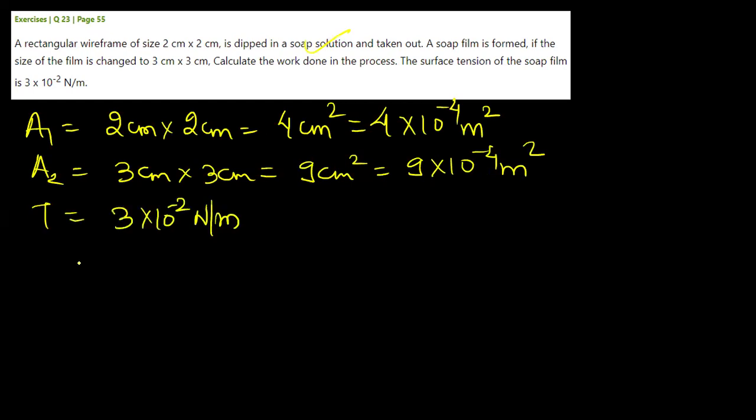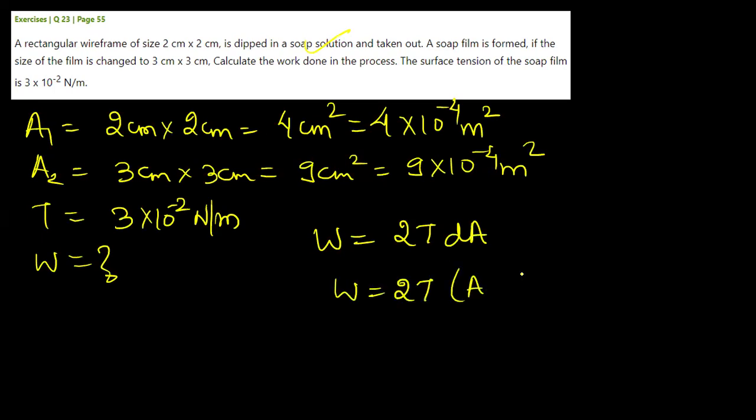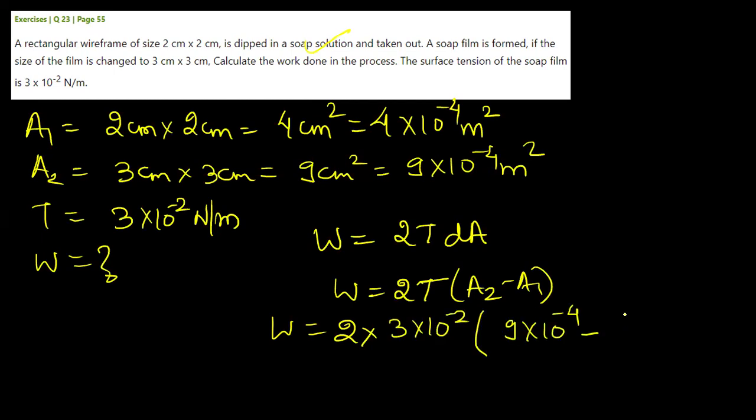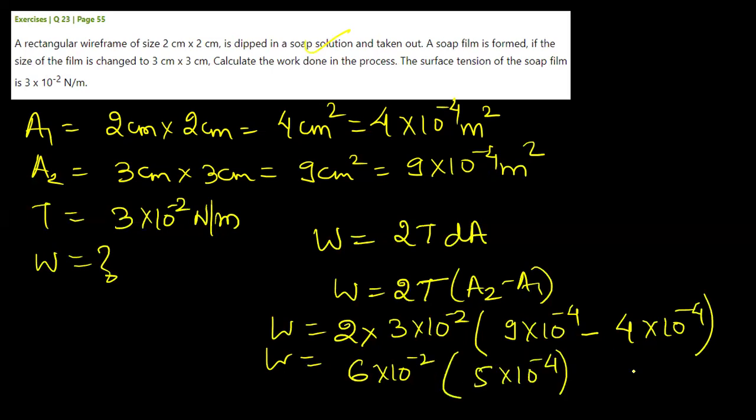Calculate the work done. Again, as I told you, work done means surface energy. So we know that work done is 2T into dA. Now whenever two areas are given, dA will be A2 minus A1. So 2T into A2 minus A1. So W will be equal to 2 into 3 into 10 raised to minus 2, into area A2 which is 9 into 10 raised to minus 4, minus area A1 which is 4 into 10 raised to minus 4. So W will be 6 into 10 raised to minus 2 into 9 minus 4, which is 5 into 10 raised to minus 4 common. 5 sixes are 30. 30 into 10 raised to minus 6. That is your answer. 30 into 10 raised to minus 6.